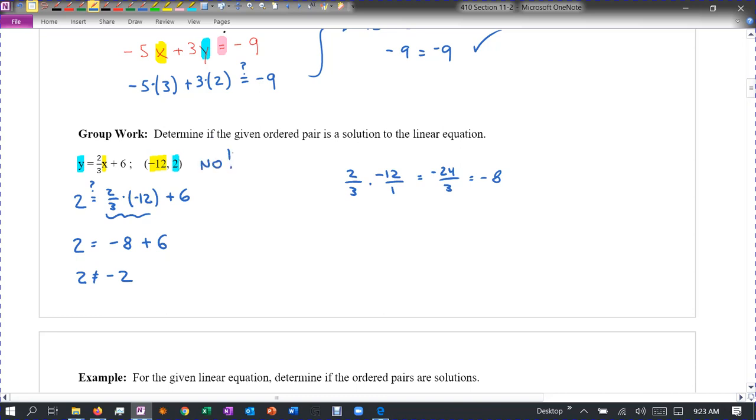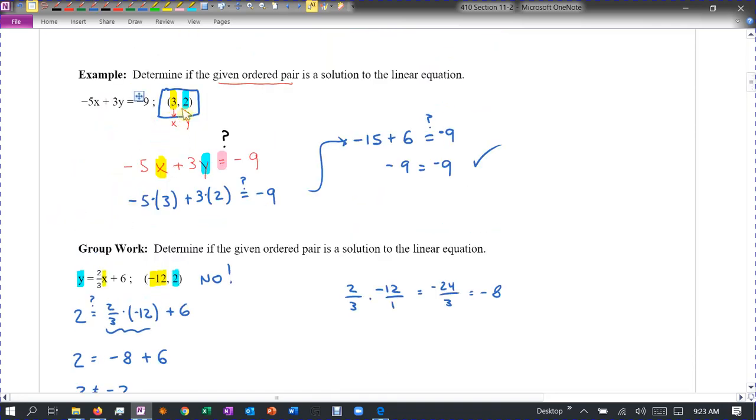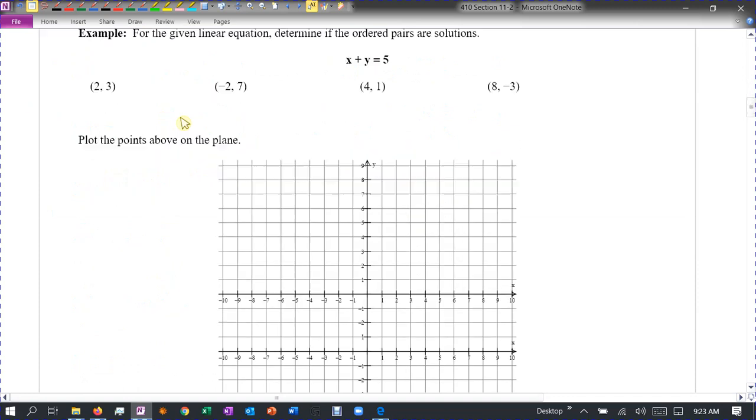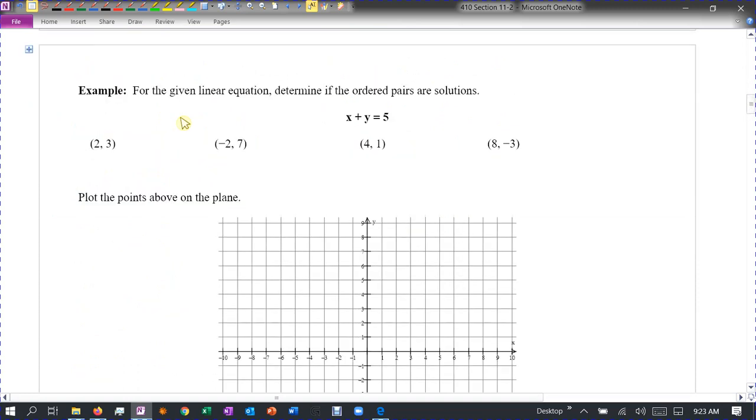So not every ordered pair is a solution to a linear equation, only certain ones. So our goal is going to be to determine which ordered pairs work and which don't. For the given linear equation, we are going to check which of these four ordered pairs are solutions.